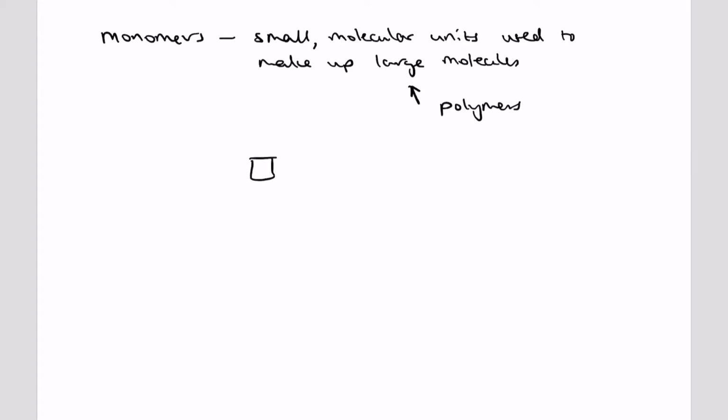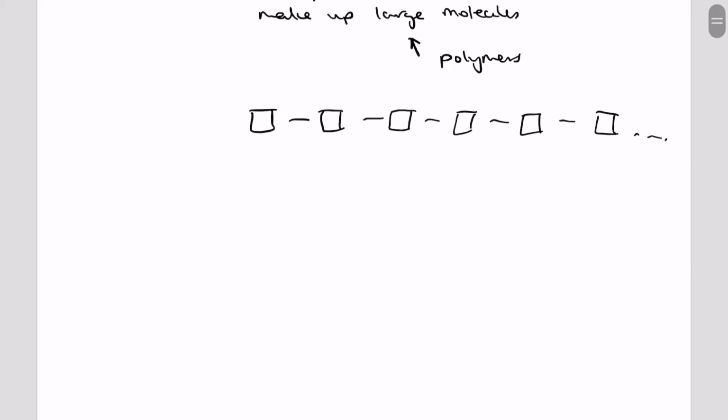Well, if we have a bunch of monomers, this can be 10, 20, all the way up to 1,000 or more monomers, depending on the molecule. We can take the monomers and link them in a series of chemical reactions to produce a large molecule and a long chain, and these monomers are then chemically bonded together and that makes up your large molecule.